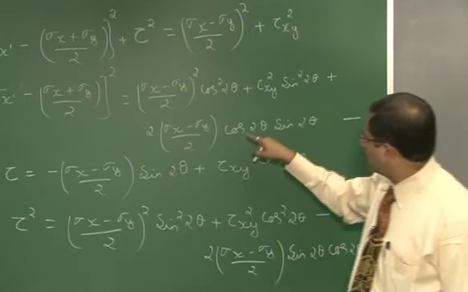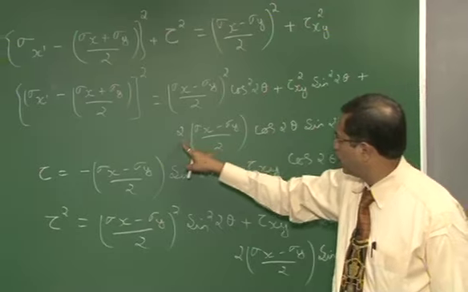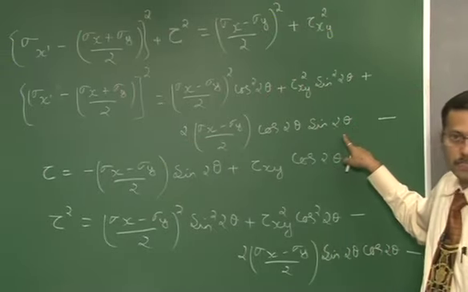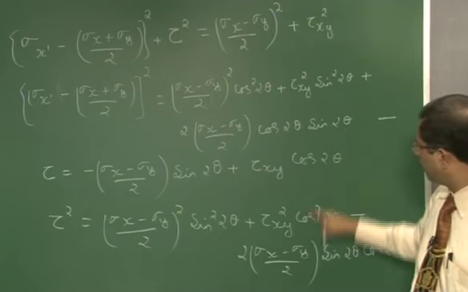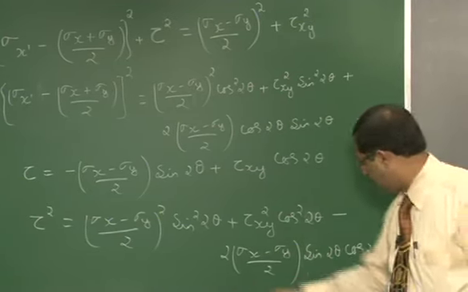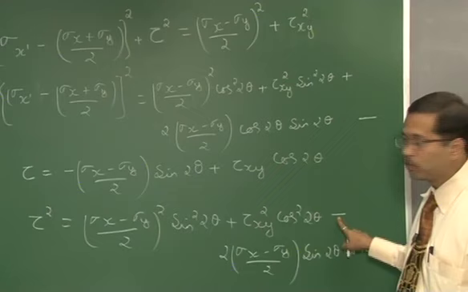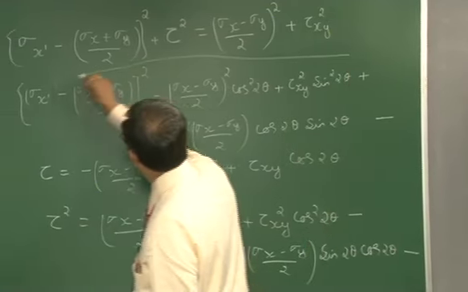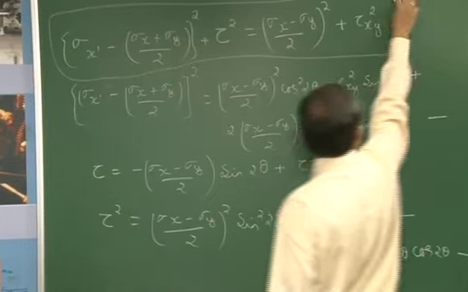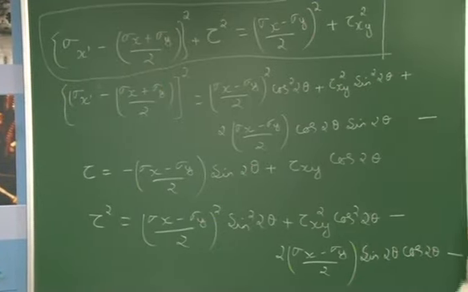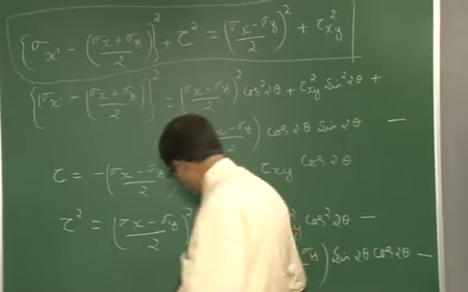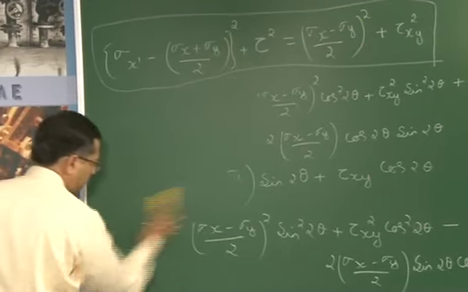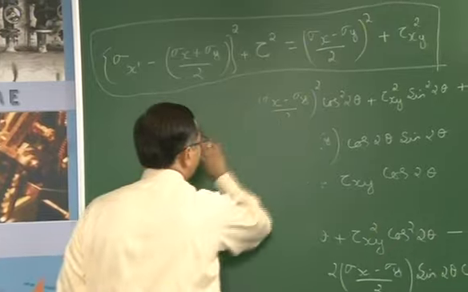Then the next term is plus 2 times sigma x minus sigma y by 2 cos 2 theta sin 2 theta. When I add this to this, which has a negative sign, these two terms get cancelled and we are left with only this. This is what we are going to get. Okay, now look at this equation. I am going to erase the remaining equations so that I can use the space for writing.